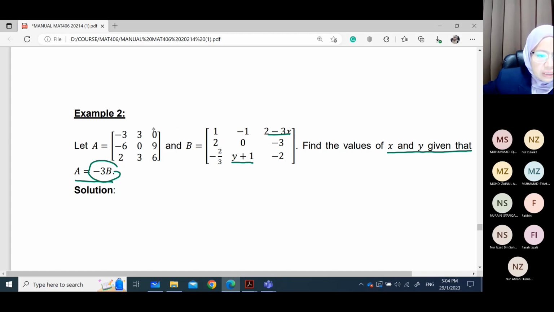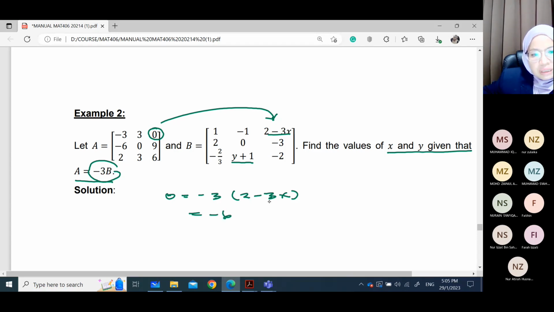So untuk yang ini, untuk nilai entry location bagi A13, it is equivalent with this one. Sama dengan ini. Okay. Right, so sini dia kata negatif 3B. So yang ni kita kena darabkan dengan negatif 3. So macam nak buat 0, it is equivalent with negative 3 times 2 minus 3x. Okay, so here we have negative 3 times 2, negative 6, negative 3 times negative 3x, we have a plus 9x. Equivalent with 0. So selesaikan.